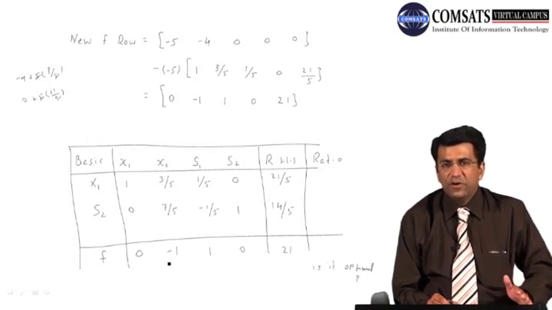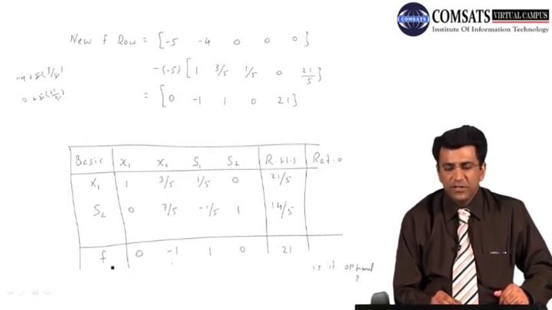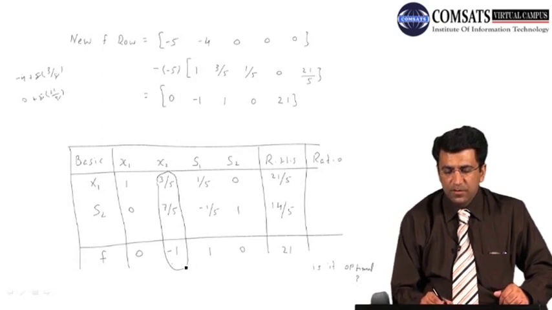As a next step, we have to find the pivot column again. Now again we will find the minimum value in the objective function. -1 is the minimum value, so it will be our new pivot column. This is the new pivot column.